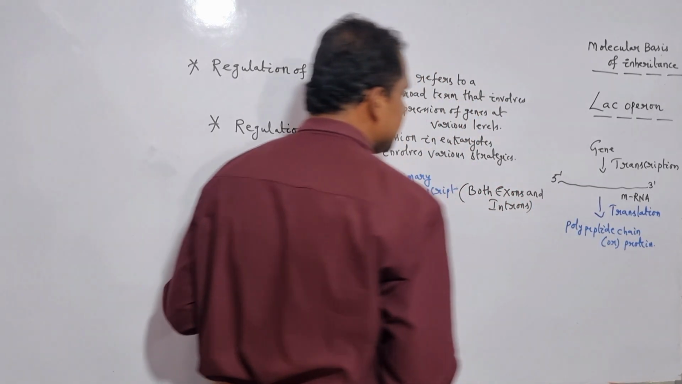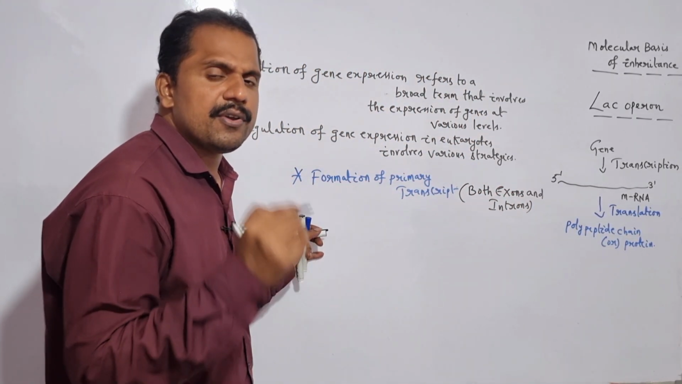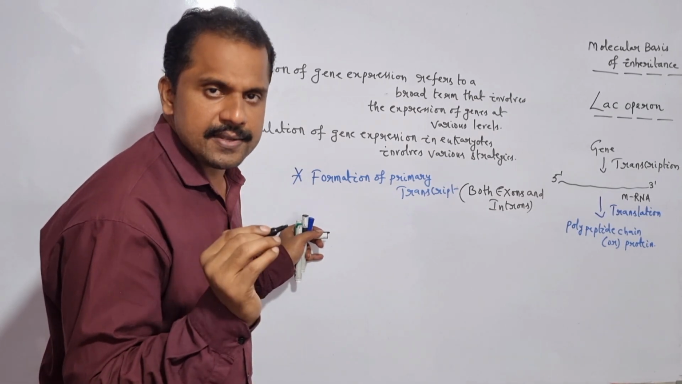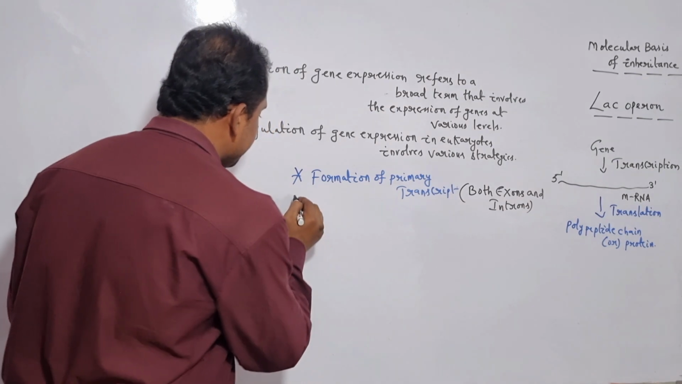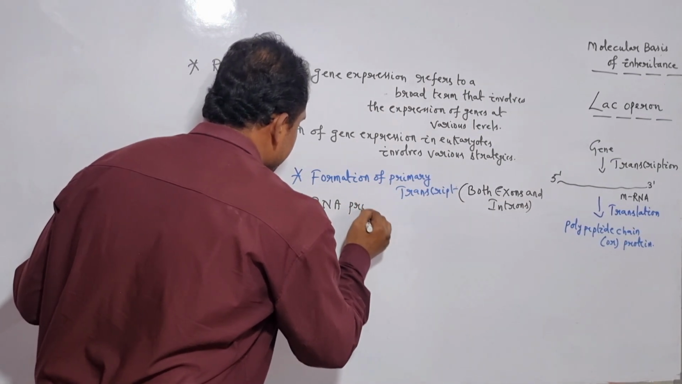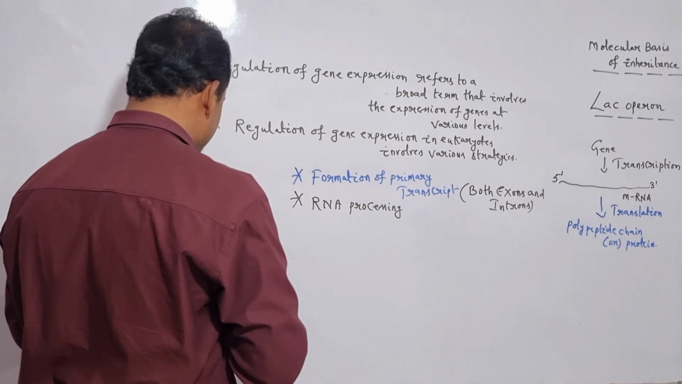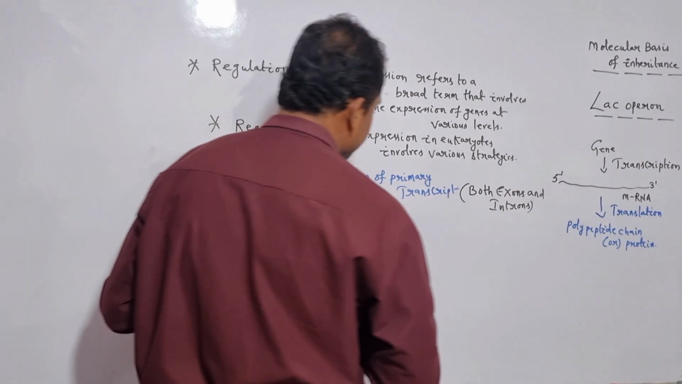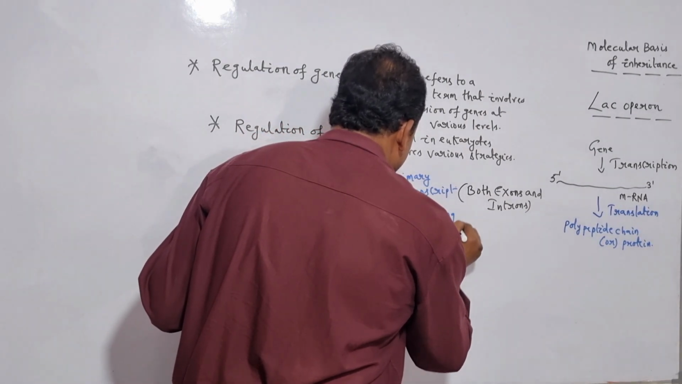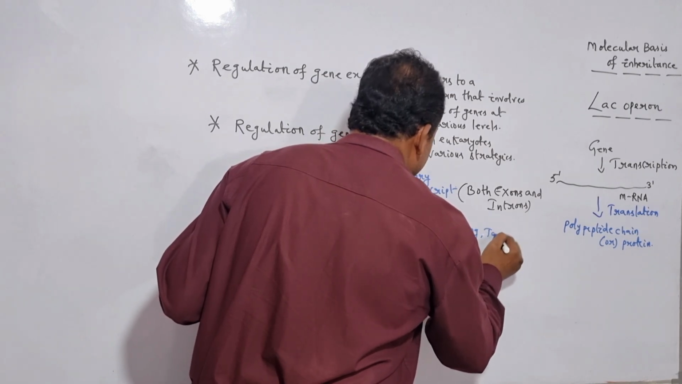So after the successful formation of the primary transcript during the transcription mechanism, the specific primary transcript undergoes a specific processing mechanism. Is it clear? So let me write it here. RNA processing. The RNA processing mechanism involves various strategies like splicing, capping, and the other one is tailing.